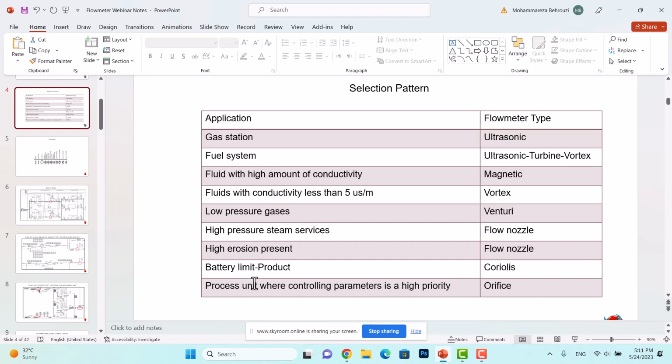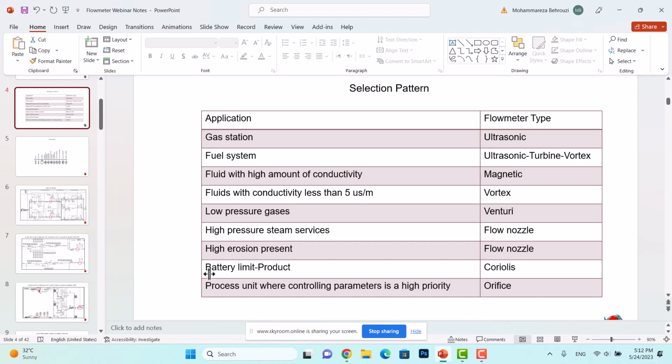And when we have battery limits, when we want to measure the flow rate of the expensive products, we use Coriolis flow meters, mass flow meters such as Coriolis flow meters. And the most common one, orifice types, are used for process units when controlling parameters is a high priority. We just reviewed this table in order to familiarize your eyes with the relationship between flow meter type and applications.